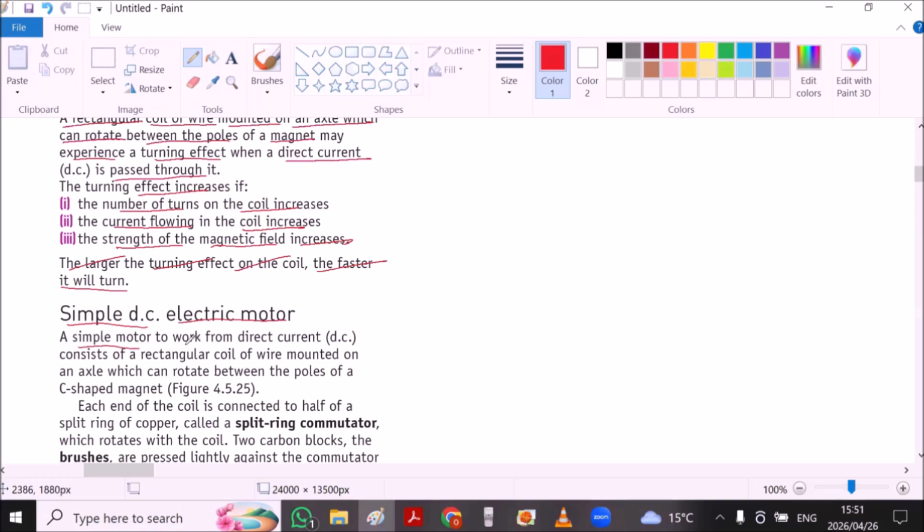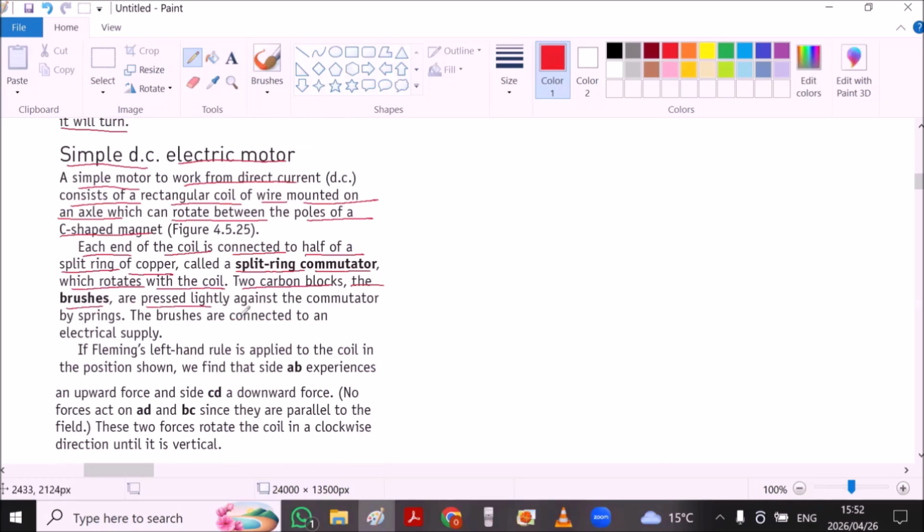A simple motor to work from direct current consists of a rectangular coil of wire mounted on an axle which can rotate between the poles of a C-shaped magnet. Each end of the coil is connected to half of a split ring of copper called a split ring commutator, which rotates with the coil. Two carbon blocks, the brushes, are pressed lightly against the commutator by springs. The brushes are connected to an electric supply.